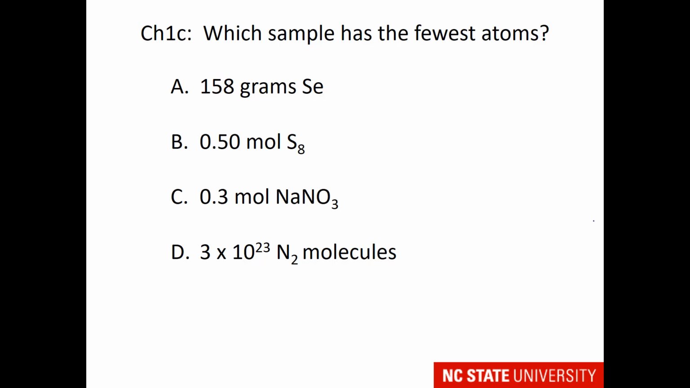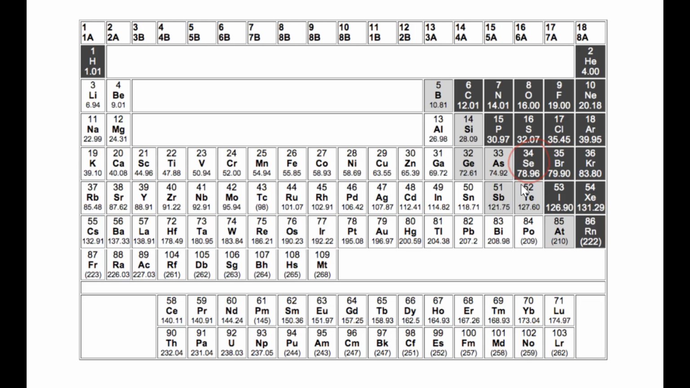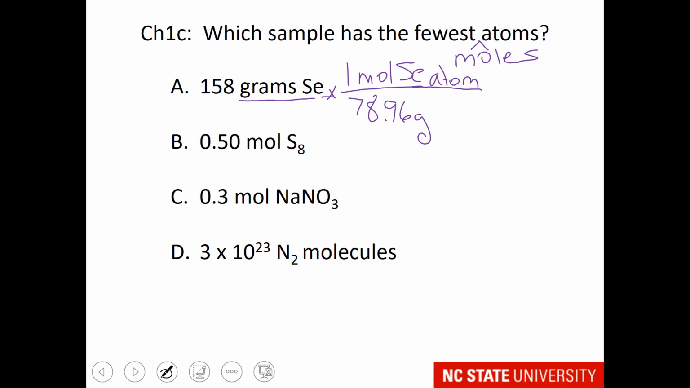This is ranking things for number of atoms. And the trick here is instead of finding the sample with the fewest atoms, the answer will be the same if we find the sample with the fewest moles of atoms. Our first sample is in grams, so I'm going to need to look up the atomic mass of selenium. We can see that the mass of selenium is 78.96 grams per mole. So it's true to say that there is 1 mole of selenium atoms in 78.96 grams of selenium. So my first one is 2 moles of atoms.